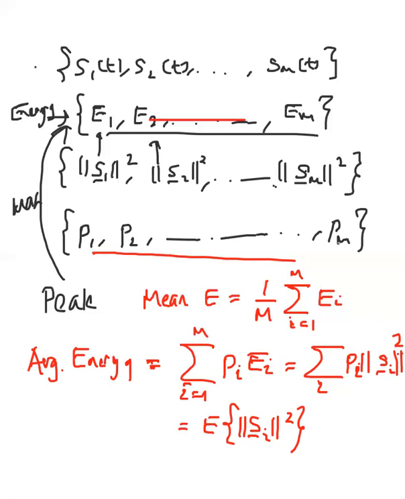If these signals are equiprobable, that means all of these priori probabilities are equal. So in this case, Pi equals 1 over m for all i, right? So in that case, average energy and mean energy will be the same, because the probability will be 1 over m, so we can take that out and we get the same as before. So what we need to know is when we are given a set of signals, how to find the set of minimum energy signals, right?